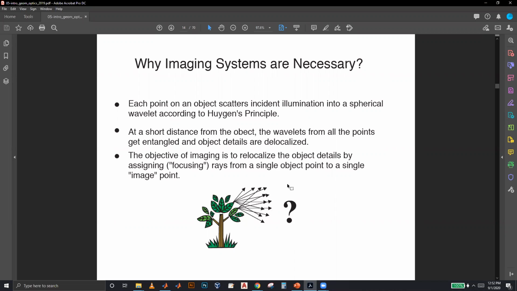Now you need some system which is going to take all these jumbled rays and bring them to a point which resembles the object from which they were either scattered or emanated. Otherwise, you can basically not make sense of the information which is out there in space. And making sense of the information is basically how we see something or image something. Seeing is with our eyes, imaging is with a camera or a telescope and so on.